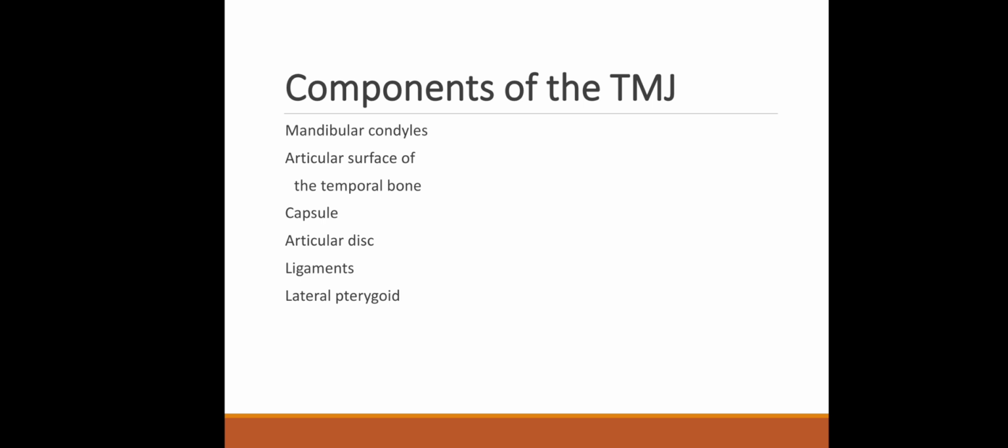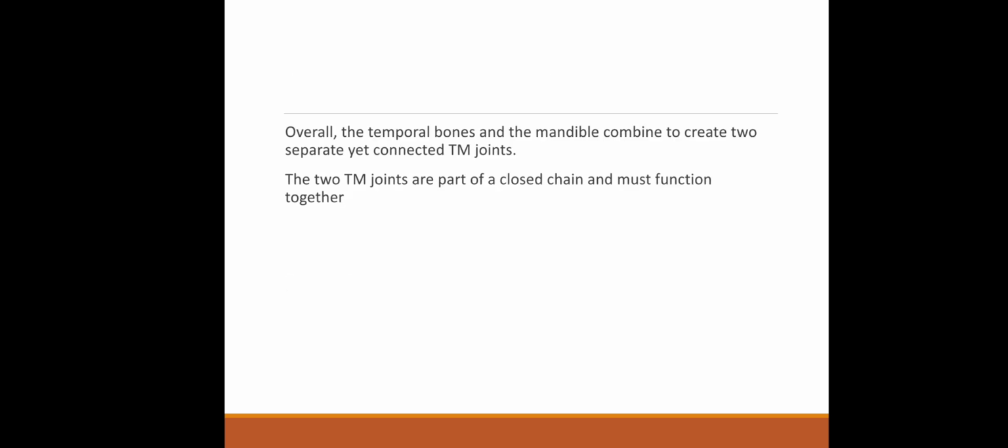The temporomandibular joint is composed of the mandibular condyle and the articulating surface of the temporal bone, along with the capsule, articular disc, ligaments and the lateral pterygoid. Overall, the temporal bone and mandible combine to create two separate temporomandibular connections. The two temporomandibular joints are part of a closed chain and must function together.